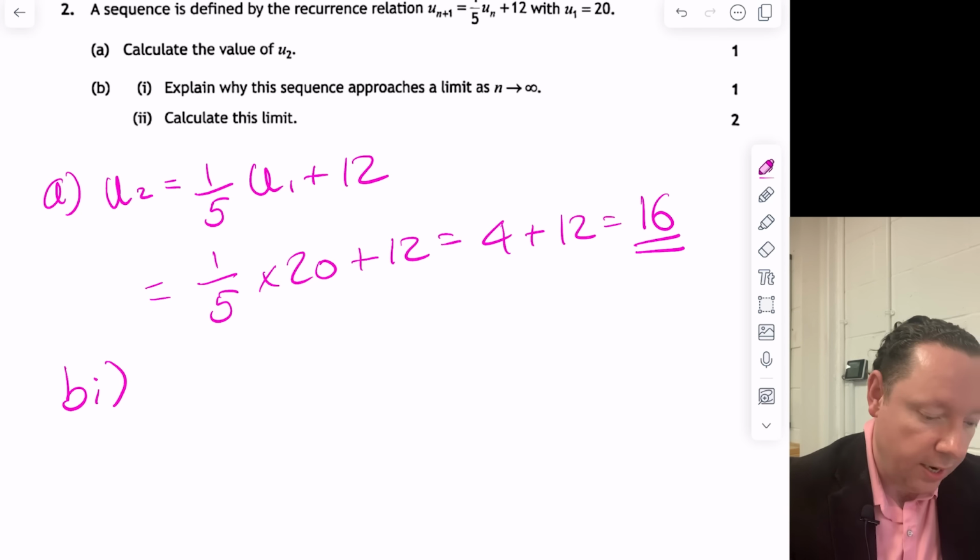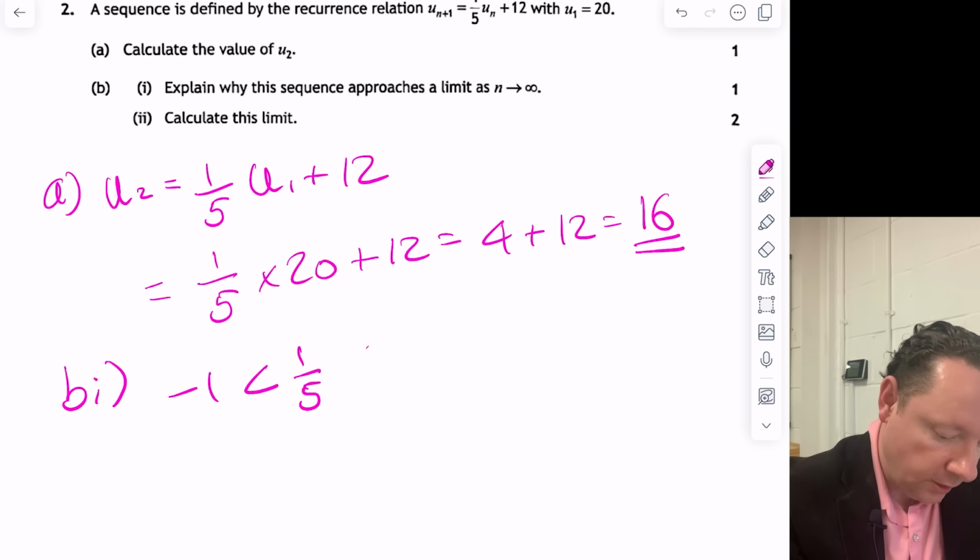Part b, i. Why does it approach a limit as n goes to infinity? Because minus 1 is less than a fifth, which is less than 1, therefore the limit exists.